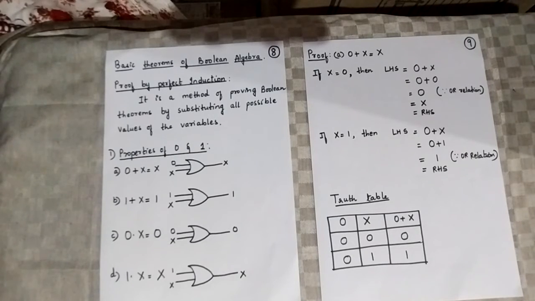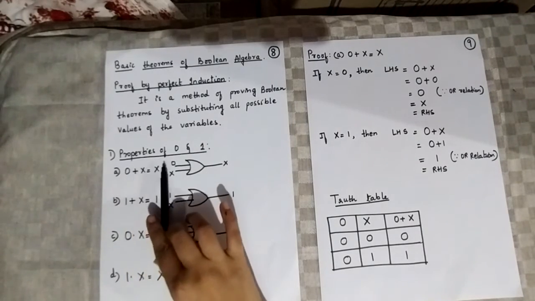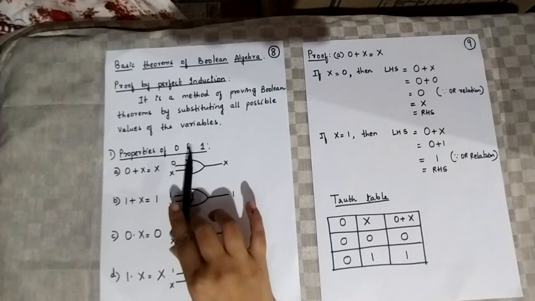So for every theorem, we have to use this method of proof by perfect induction. How we have to use it is, we should go on substituting the possible values, that is substituting 0 and then 1, for the logical variables, and we have to prove the left hand side equals the right hand side. Okay. So let us start with the first Boolean theorem, then you will come to know how exactly we are using this method. So the first theorem is properties of 0 and 1.